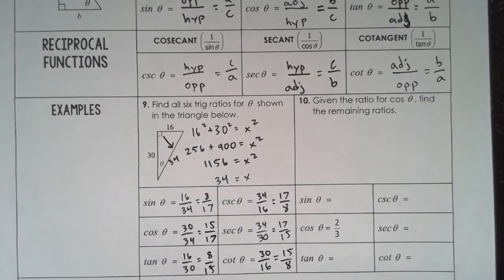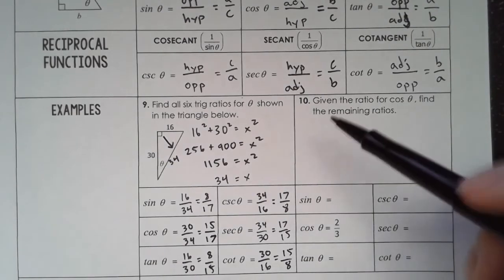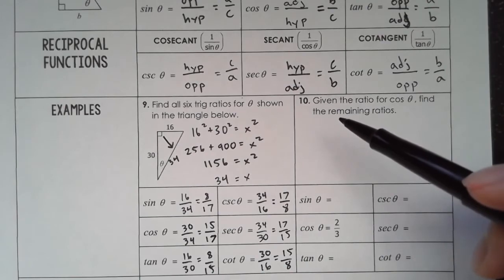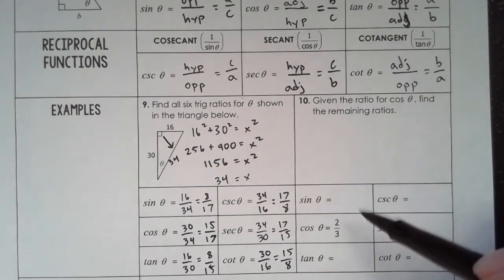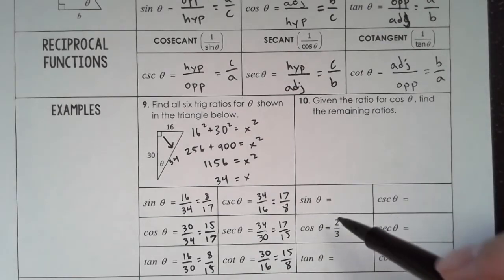So the next one says give the ratio for cosine theta, find the remaining ratios. So give the cosine, is it talking about the previous? I'm not sure what this one is talking about, so we're just gonna skip it for now. Oh, I see it. Here it is. It's given. I didn't notice this.